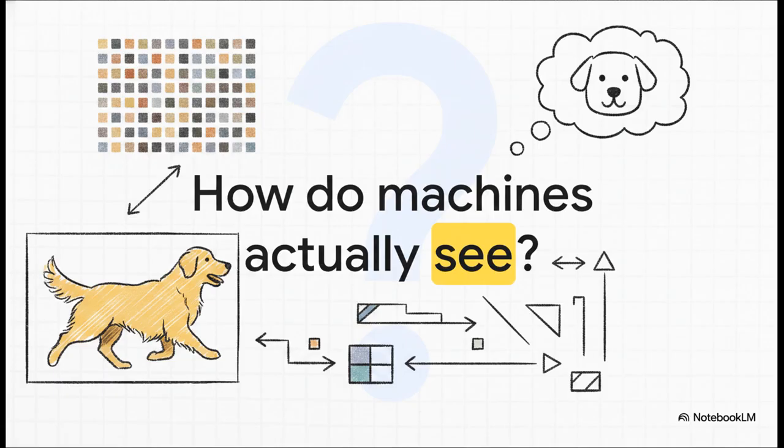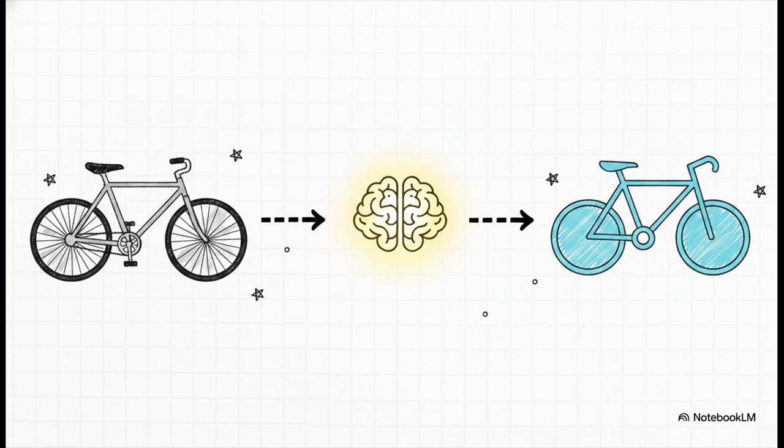To a machine, a beautiful photograph of a dog running in a park isn't a dog, and it certainly isn't a park. It is literally just a giant grid of numbers representing light intensity. So how do we get a machine to look at that grid of numbers and confidently say, oh hey, that's a golden retriever? Well, that translation process is the entire foundation of modern AI vision. So that brings us to part one. What exactly is representation learning?